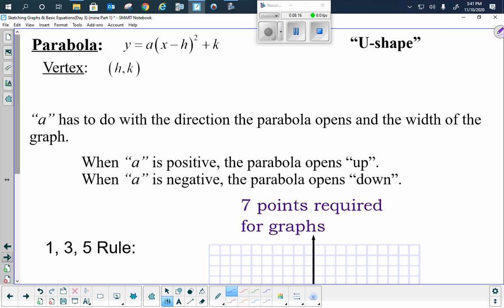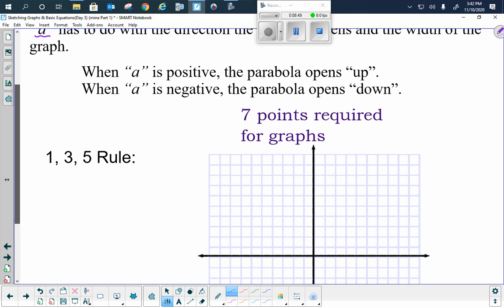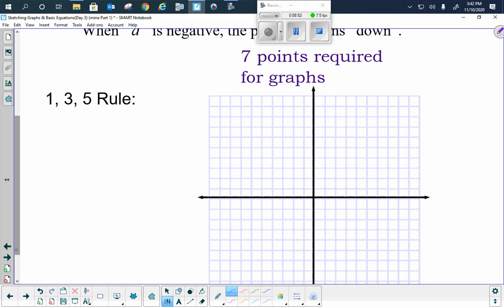All right, next, a parabola. A parabola is what we call a U-shape. We've been talking about that quite a bit. If we're talking about y equals a quantity (x minus h) squared plus k, then the vertex is (h, k), and the a, the number in front, has to do with the direction of the parabola and the width of the graph. If we're doing y equals, then when a is positive, the parabola opens up. When a is negative, the parabola opens down. For me, 7 points are going to be required for graphs of parabolas.